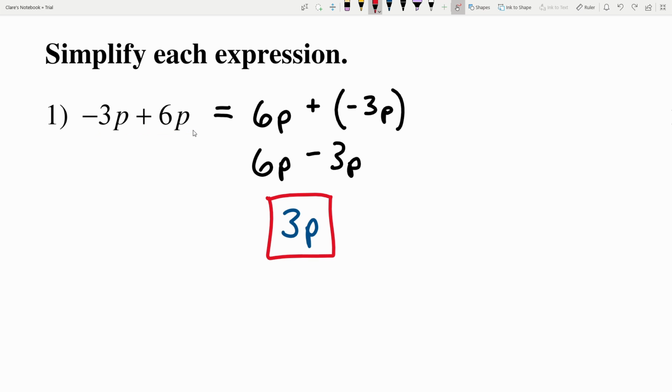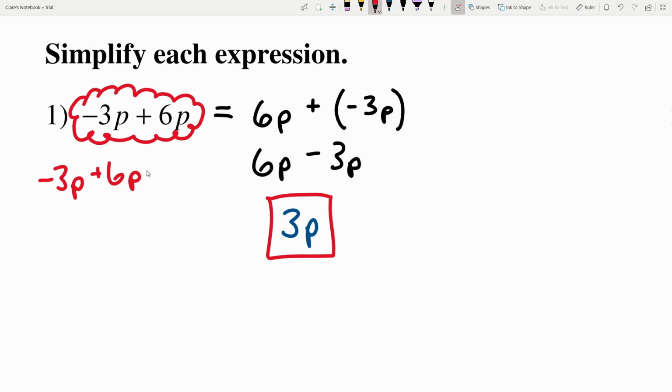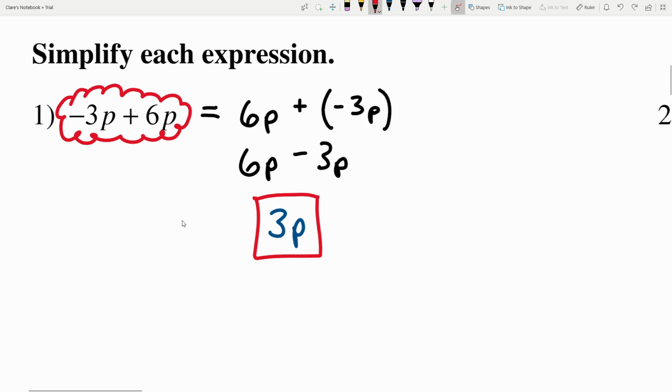In case you need a refresher, an expression is just different terms with operations where they're not equivalent to something else. If this had an equals sign, like negative 3p plus 6p equals some number 5, then that would be an equation. But because it does not have this equals part, it is just an expression. So let's move on to our expression in number 2.